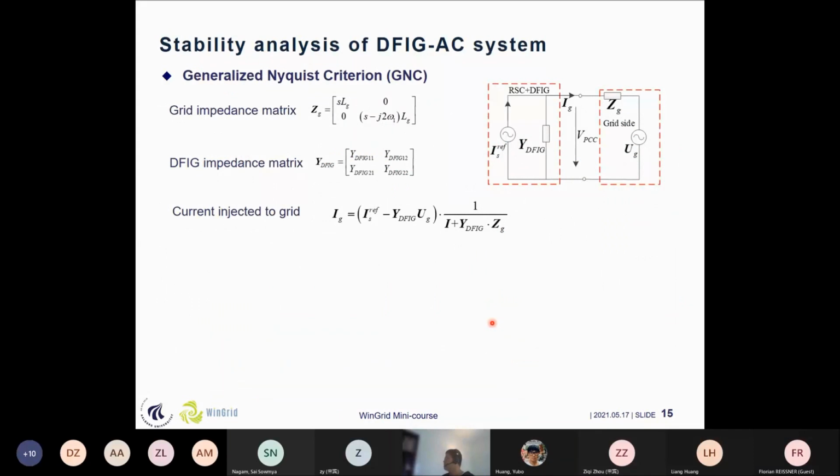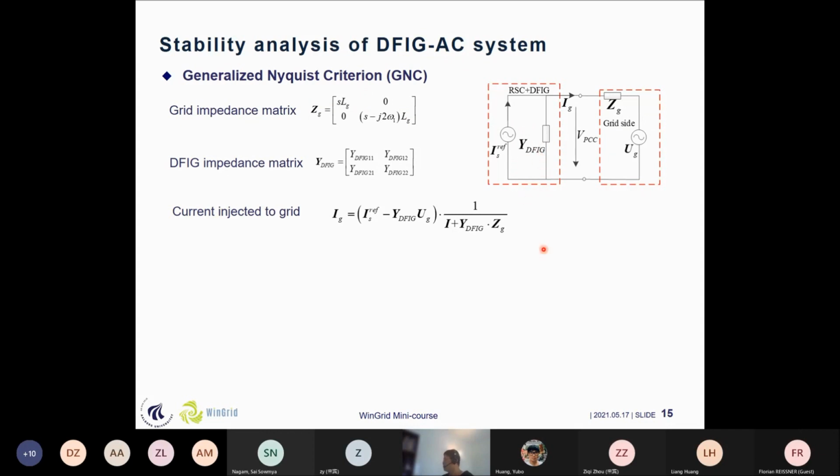And then since we have verified the characteristics of our mathematical model, we need to do some stability assessment. Here, since it's a 2x2 matrix, we can't use the conventional simple Nyquist criterion. We need to use a generalized Nyquist criterion. Maybe some of you don't know the concept of the generalized Nyquist criterion, so I just put it here. What does the generalized Nyquist criterion mean?